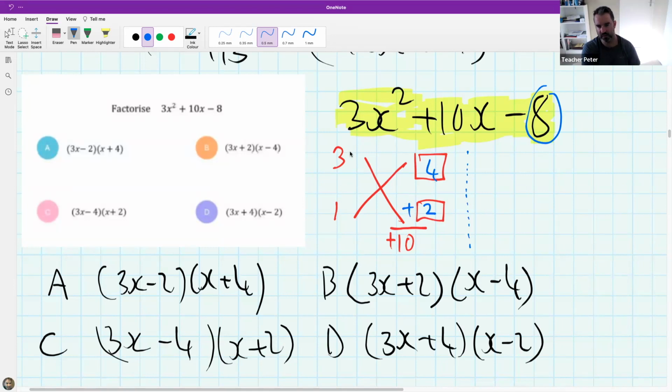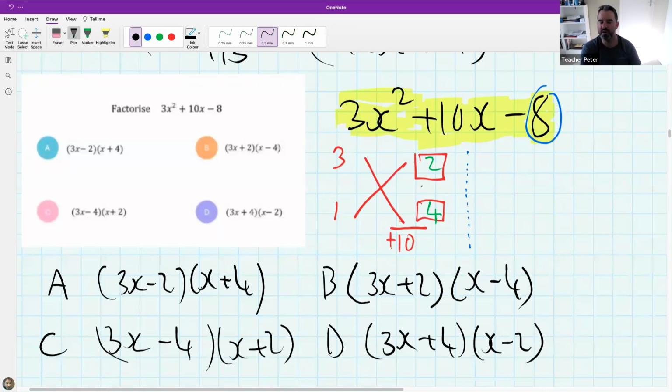Oh, I must be careful here. So that's 6, but that can't work. 2 and 4. What about 8 and 1? Ooh, this doesn't seem to work. So 8 and 1 and 4 and 2. But they have to be opposite signs. Ooh. So that would be like that. This was a sneaky one.